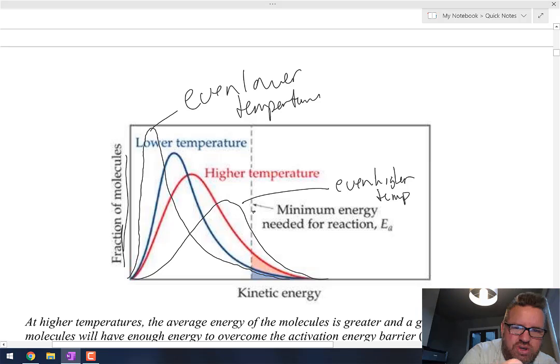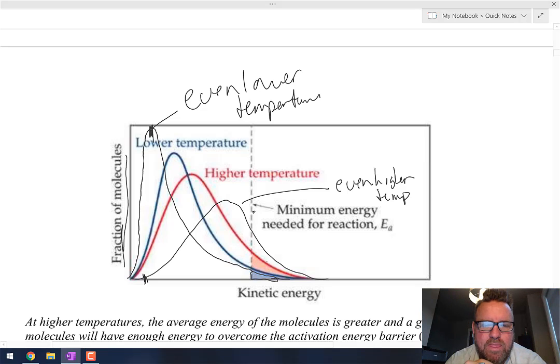And again, that just shows you have an even greater fraction of molecules that have less kinetic energy. And again, you have even fewer molecules that have enough energy to overcome the activation energy barrier.